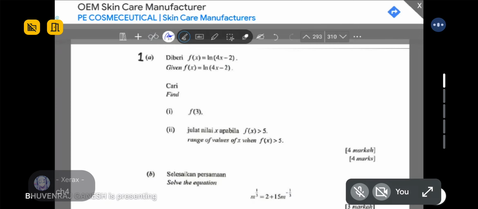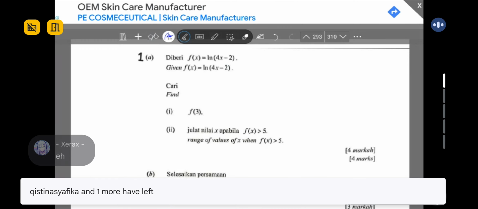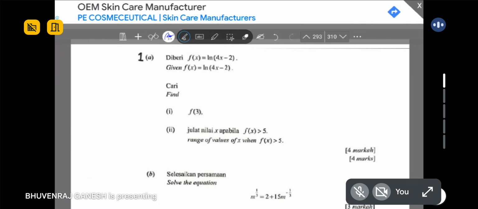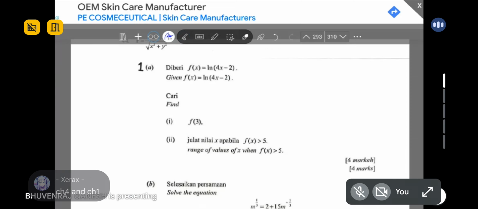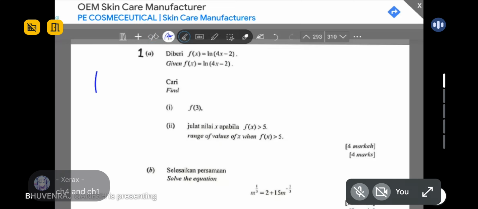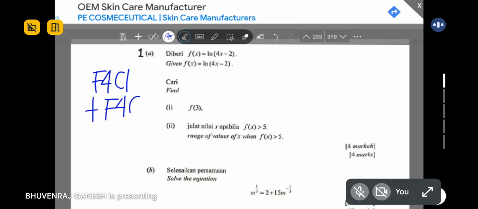Apa bab yang ni? All is form 4 guys, today. Okay, semua soalan hari ni kita buat form 4 saja. All is form 4 topic. Chapter 1 until chapter 10. Yes, very good. This is actually form 4 chapter 1 plus your form 4 chapter 4.